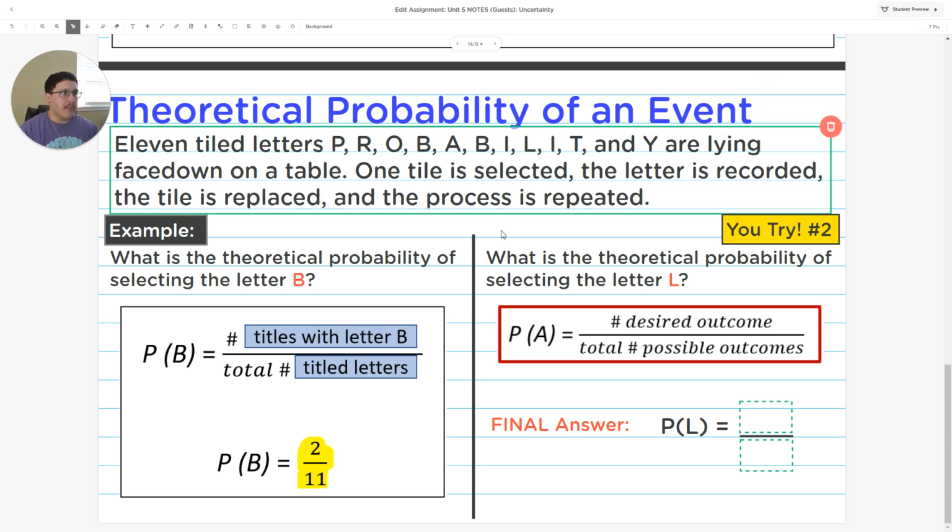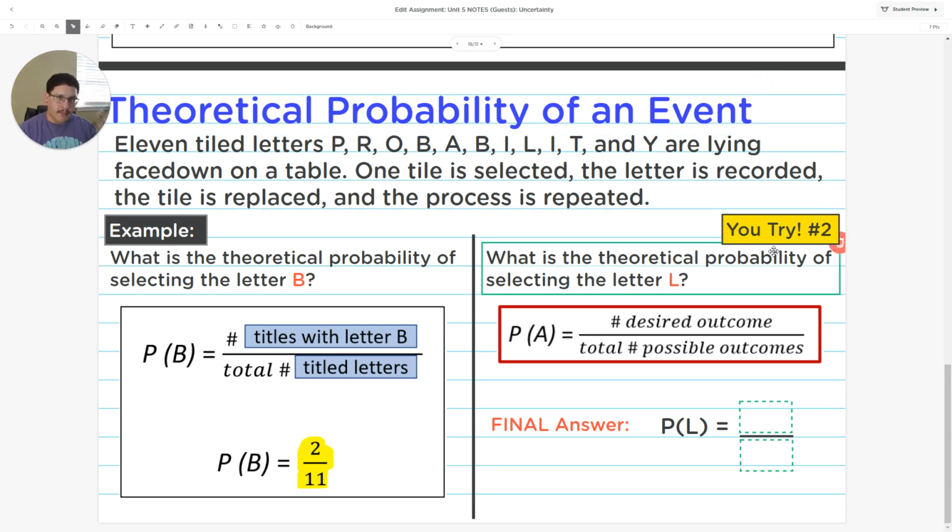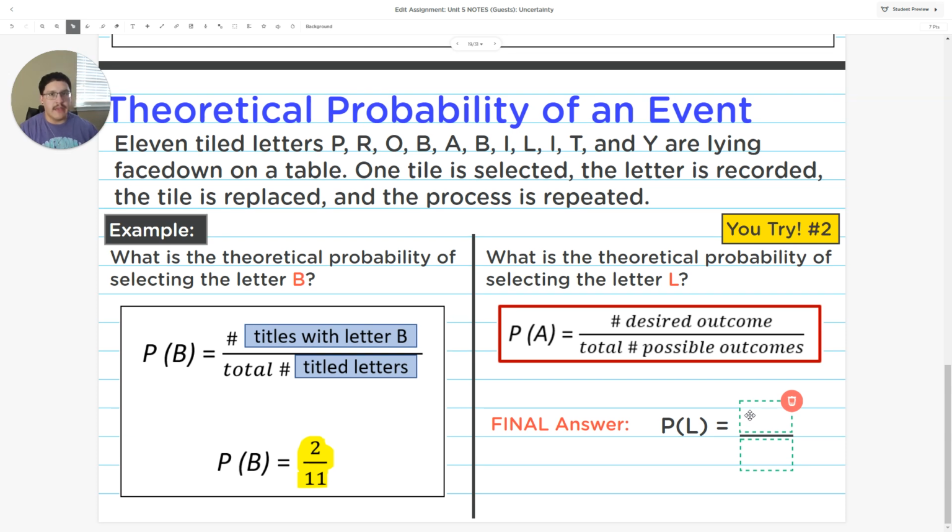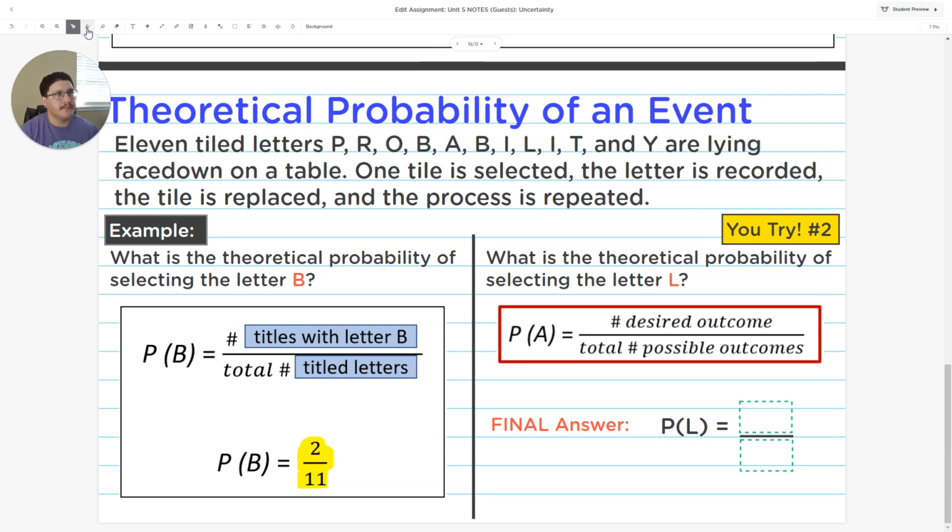Okay, so same problem, except this is you try number 2. I'm going to ask y'all to choose a different letter. What is the theoretical probability of selecting the letter L? So fill out the formula, look for the letter L, and tell me what the probability is as a fraction for you try number 2. Go ahead and pause the video. Try this on your own. Otherwise, I'm going to continue on and show y'all how to do this.